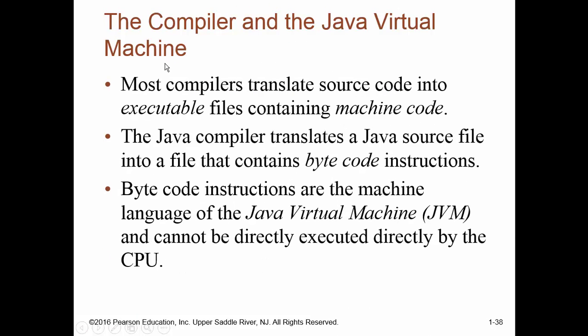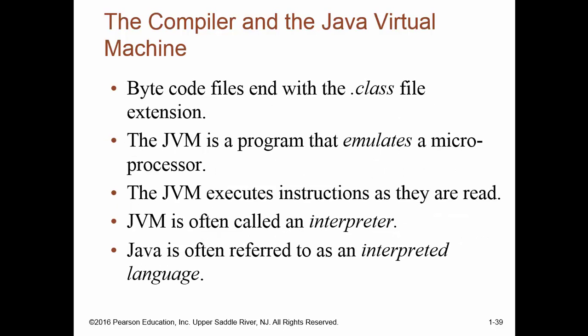All right. Again, most compilers translate source code into an executable that's called machine code. Java does not do that. The Java compiler translates your source code into bytecode. And then the bytecode, as it says, that's the virtual language of the JVM, or the Java Virtual Machine. It ends with a .class file. So when I created that program before, and I did that HelloWorld.java, and I compiled it, in the background it created a file for me called HelloWorld.class.